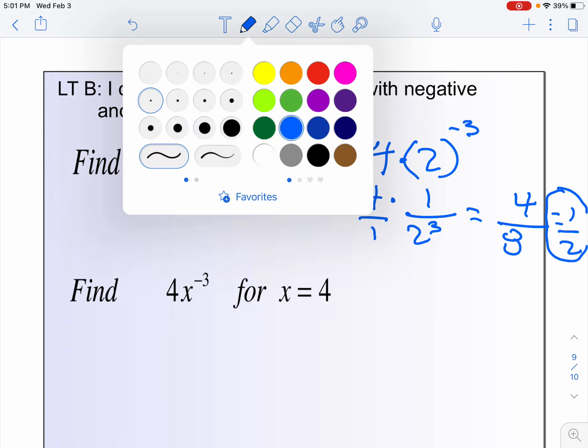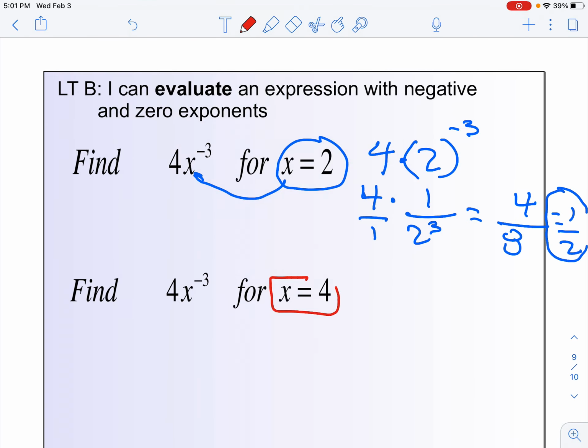All right, you try the next one. You see if you can substitute this value of x in for x. Follow the same steps we did above and see if you can get the final answer. Pause the video and then restart to see if you got it correct.